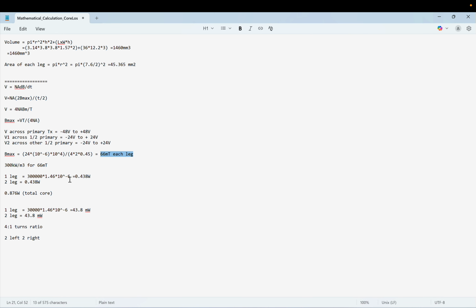If you multiply that with the volume, 300 kilowatt per meter cube times this volume in meter cube, you get on the left half of the core 438 milliwatts. So the right leg as well I'll see 0.438, and the total core loss is 0.876. This is how mathematically I believe EPC has done it.